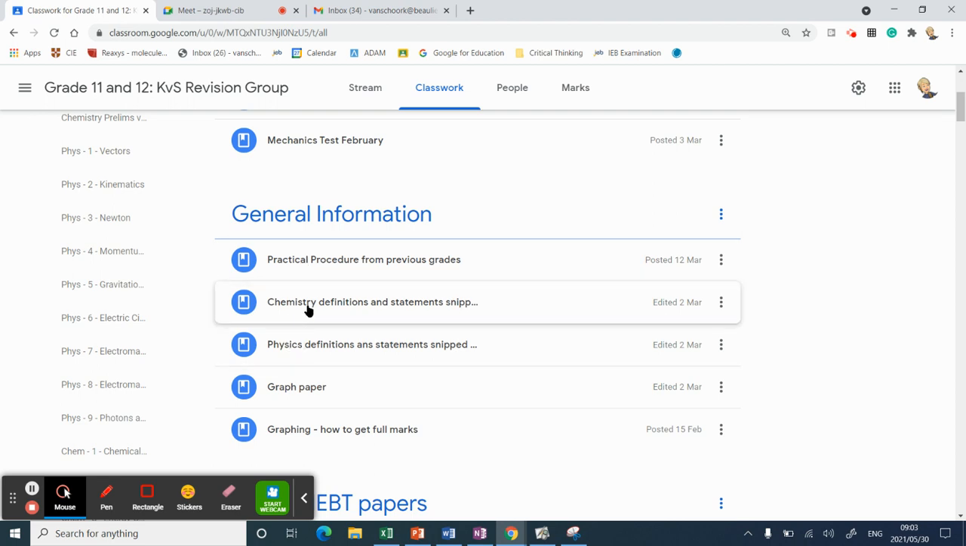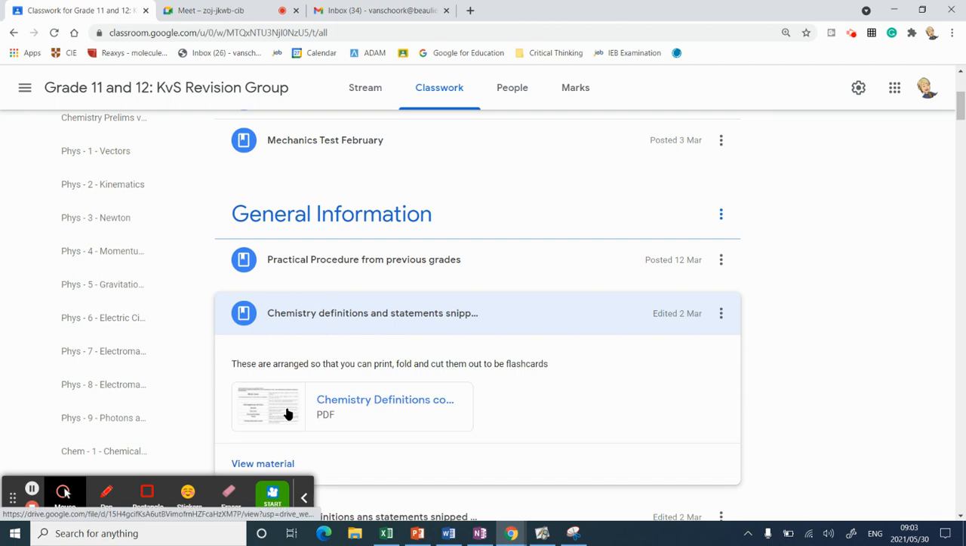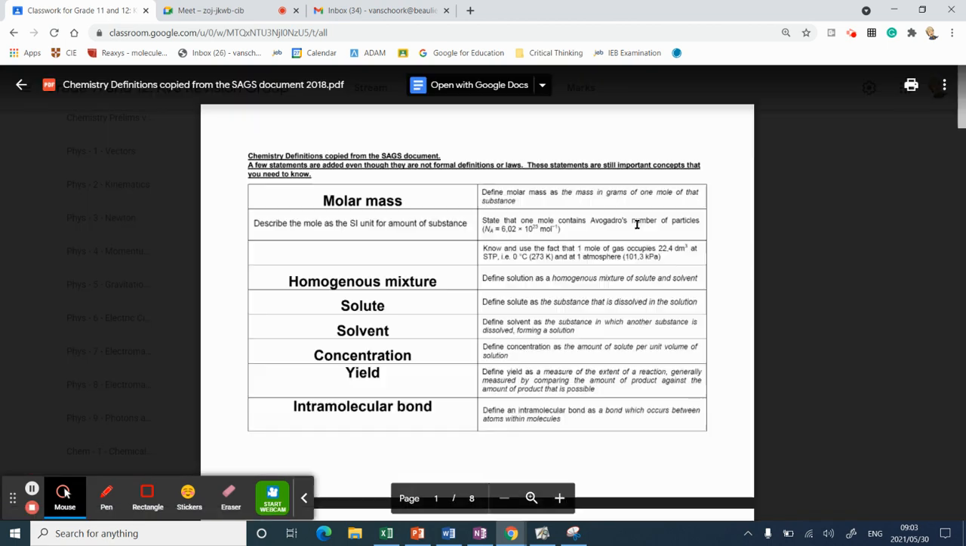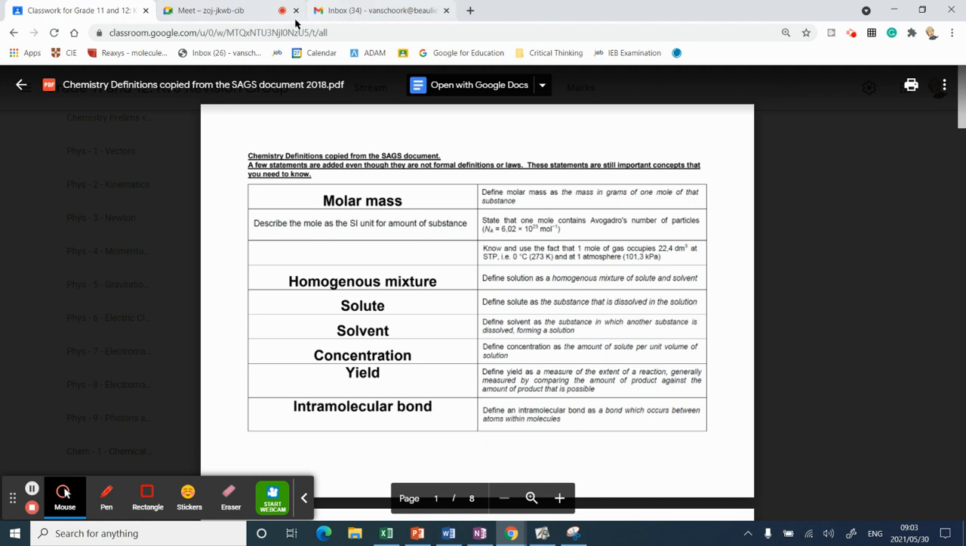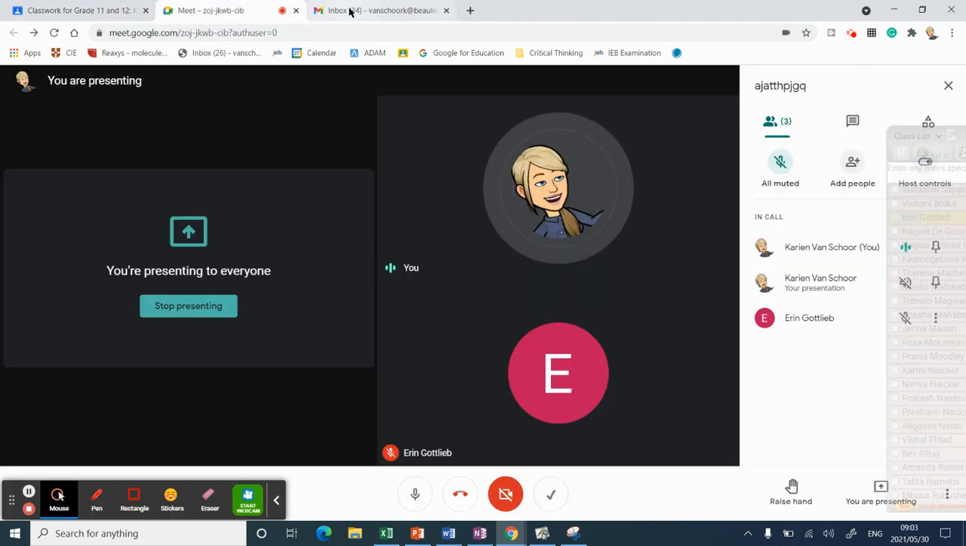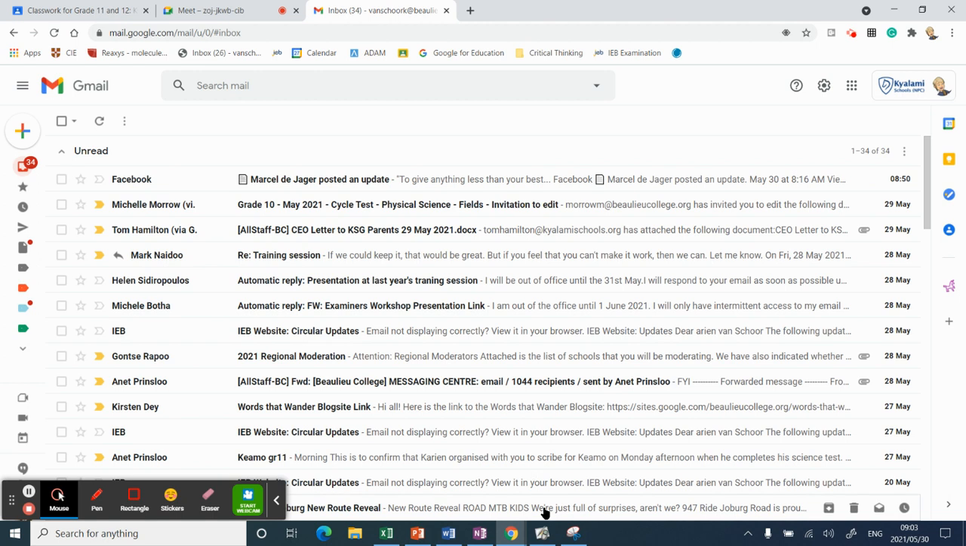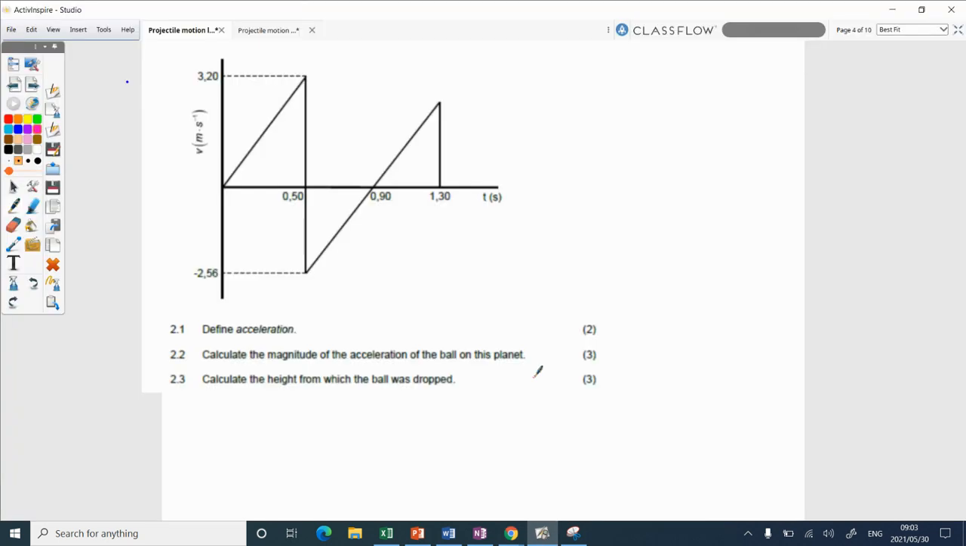It doesn't want to open for me. Anyway, you guys can go and look. If you cut them out and cut them in half, you can just fold them and they're flashcards for all the definitions for chemistry and physics. It just helps you to study them. Remember, at the end of the year, you might think that you're going to go through all of them, but you won't. So just do it every now and then. Go through all the flashcards. You can make one for grade 11, one for grade 12.